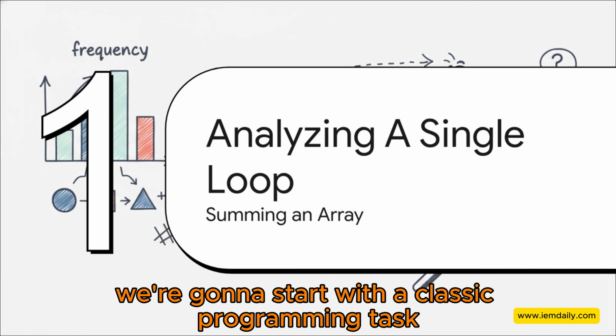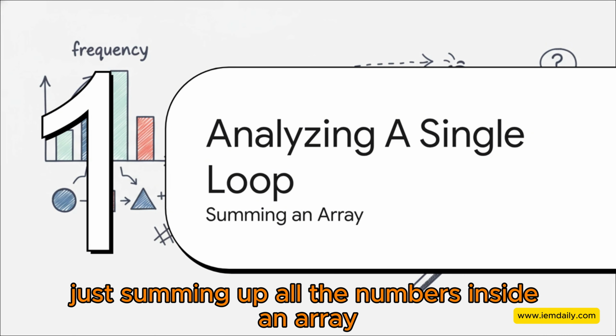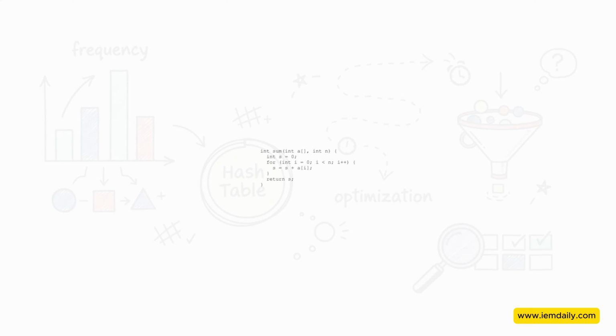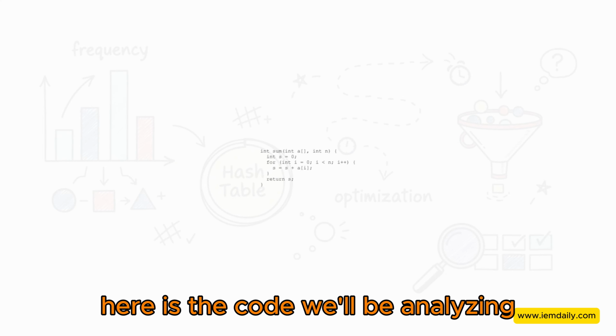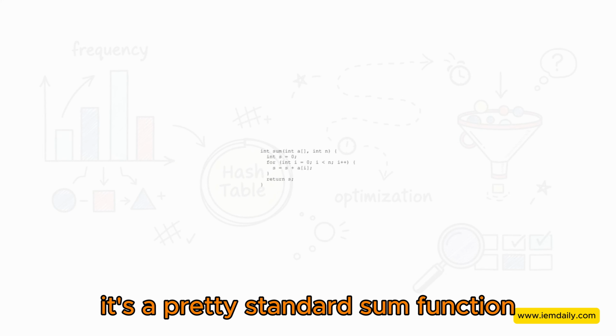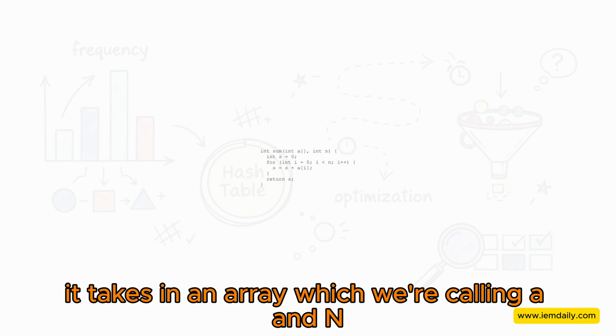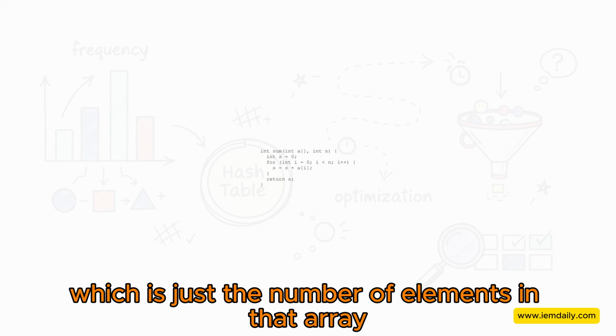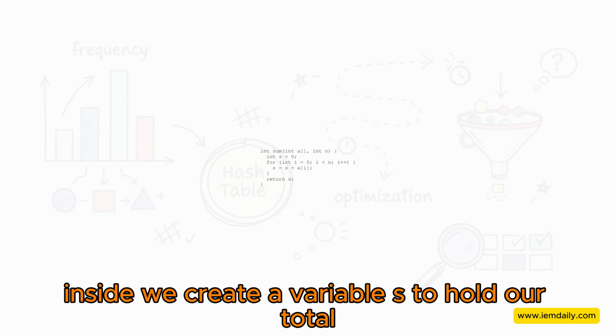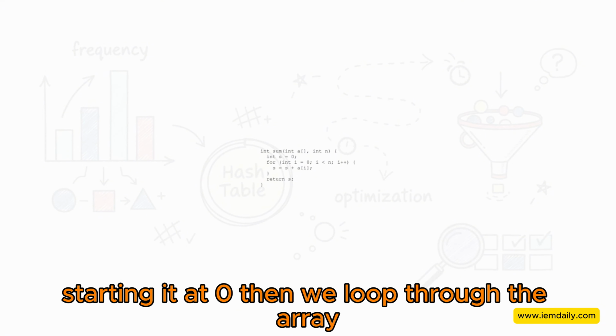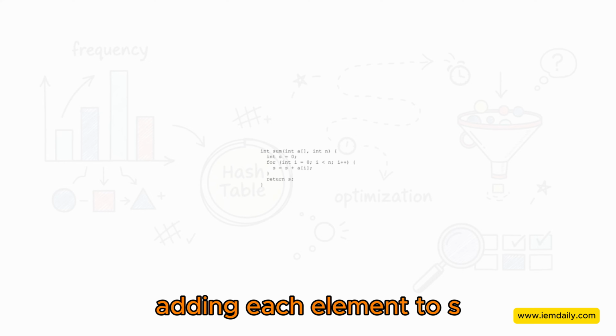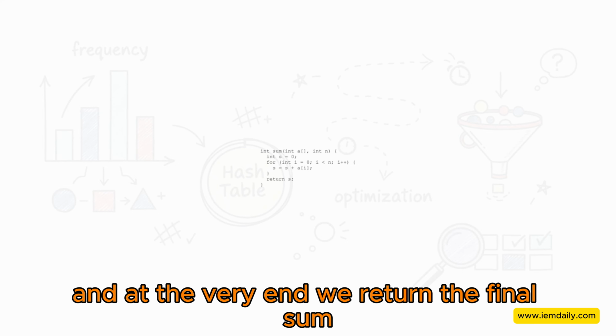All right, let's get our hands dirty with level 1. We're going to start with a classic programming task, just summing up all the numbers inside an array. Here is the code we'll be analyzing. It's a pretty standard sum function. It takes in an array, which we're calling A, and n, which is just the number of elements in that array. Inside, we create a variable, s, to hold our total, starting it at 0. Then we loop through the array, adding each element to s. And at the very end, we return the final sum.